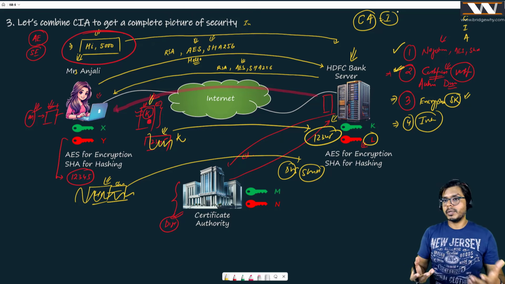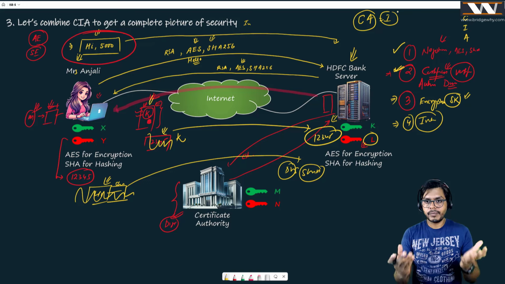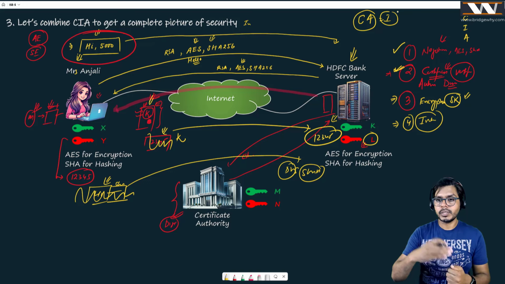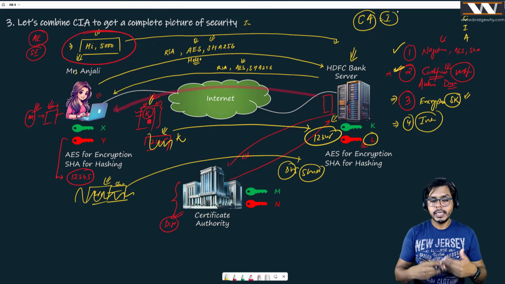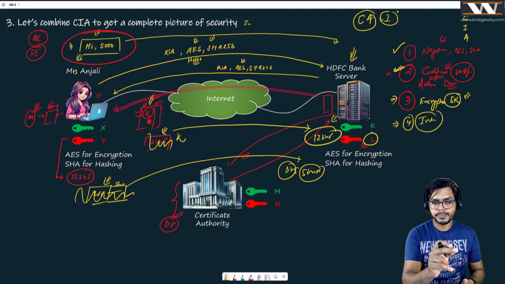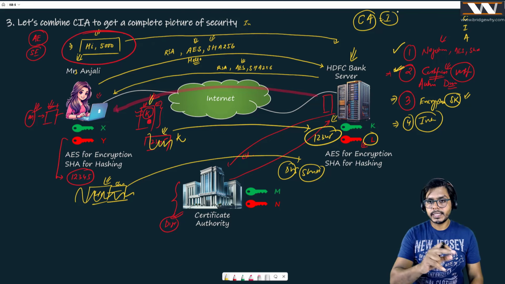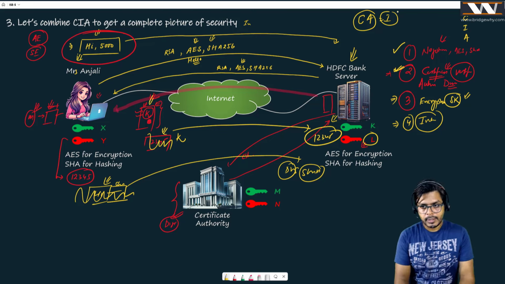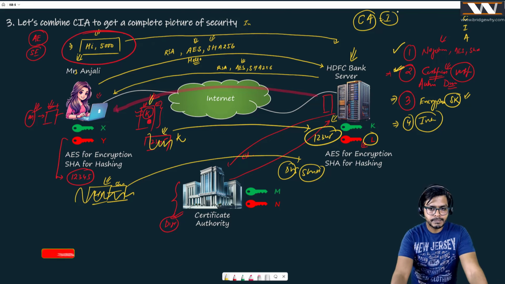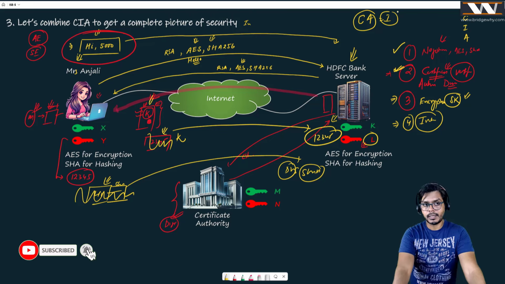What I am doing here, try to understand, guys. First thing first, I have negotiated what algorithms I am going to use. Second thing, I have authenticated HDFC bank server. In the process, I got the HDFC bank server public key. I will be sending my secret key, or symmetric key, using this key K, so that only HDFC bank server can open it. Both sides have the key, now I can encrypt. And in the process, I can do the message integrity also. As simple as that. But still, believe me, I haven't completed TLS.